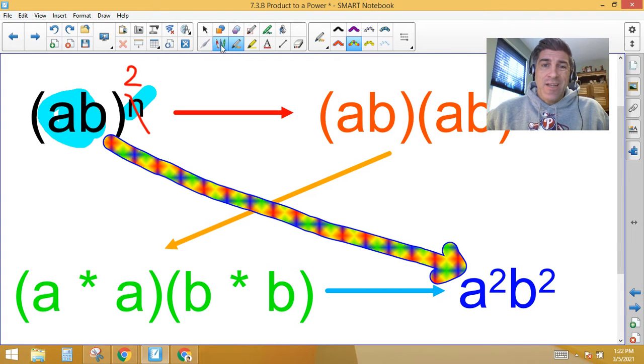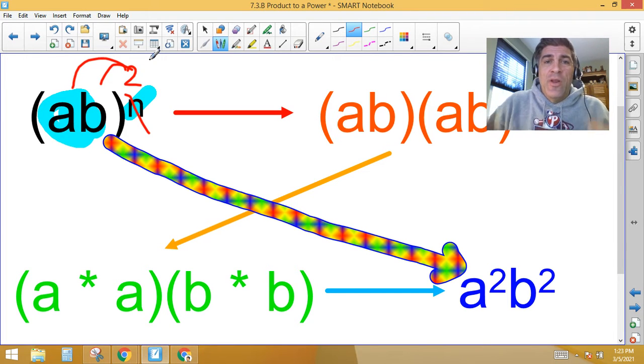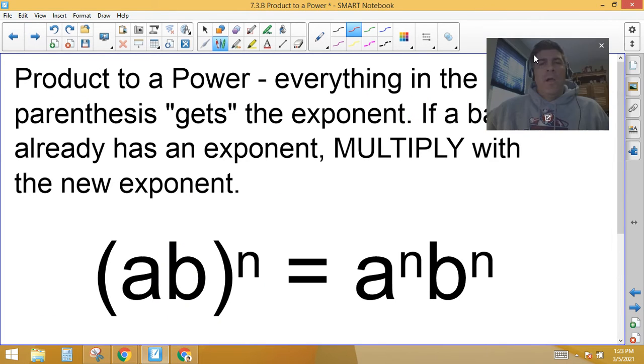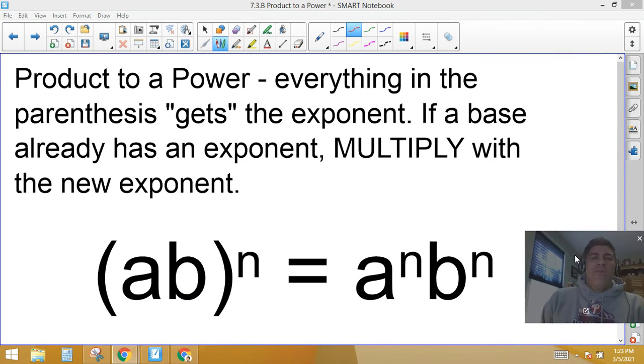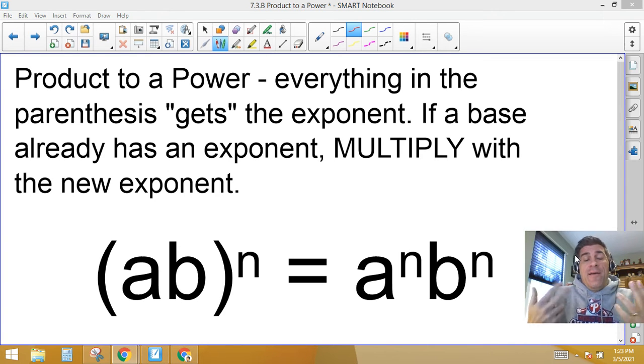As I mentioned previously, this 2 gets distributed to everything in there. It gets distributed to both bases. Everything in the parentheses, very fancy word, gets the exponent. It's like I said, it's kind of like you're distributing the exponent to only the other exponents. If a base already has an exponent on it, you then multiply it with the new exponent. Otherwise, it just gets that exponent.